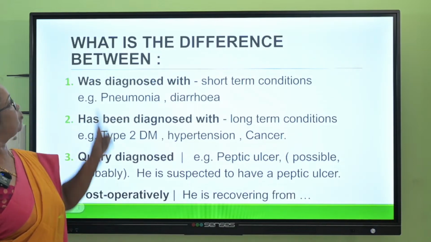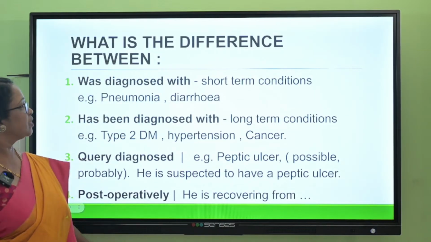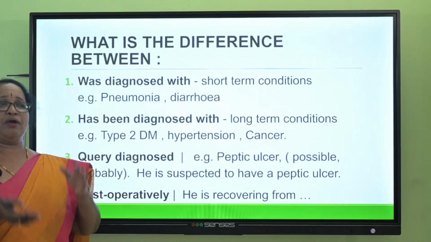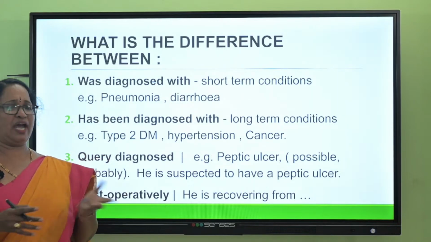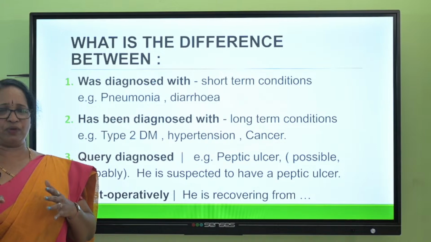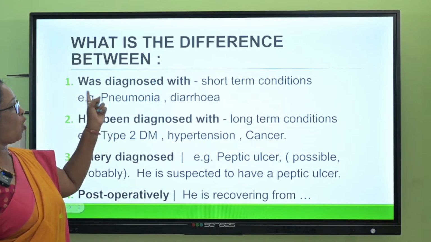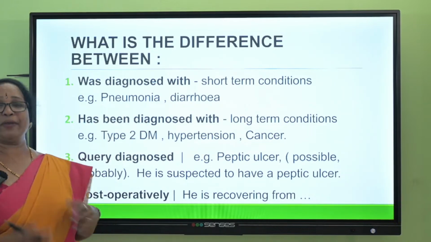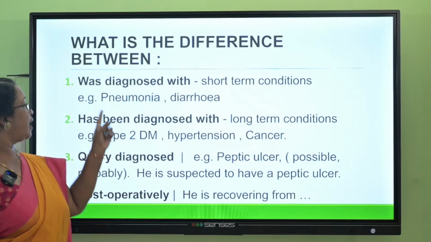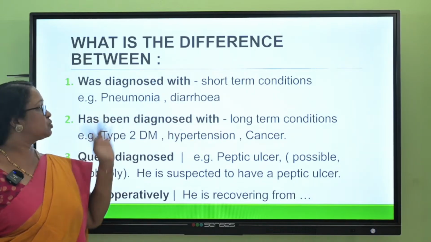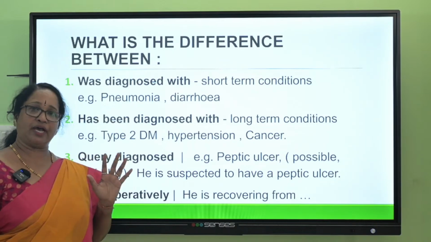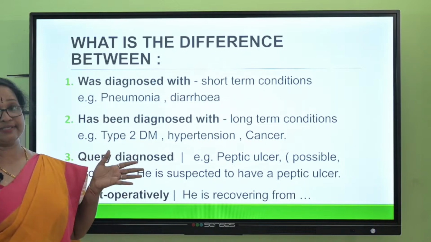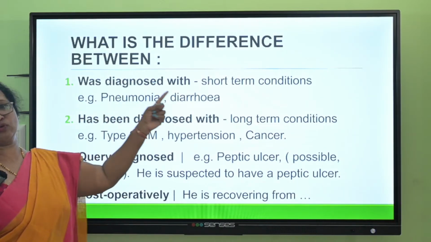The second step, what is the difference between? The third doubt will come in the introduction. Everywhere I want to write was diagnosed with or has been diagnosed with, like this some doubts will be there. So, you have to write was diagnosed, means Mr. John or he was diagnosed with, because if the patient has short term conditions like pneumonia or diarrhea, that means within 1 or 2 or 3 months it will be curable diseases. Such type of a disease condition we will write was diagnosed with.